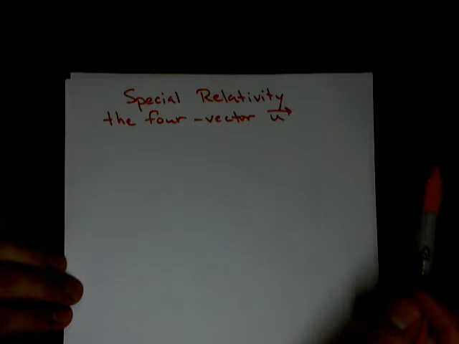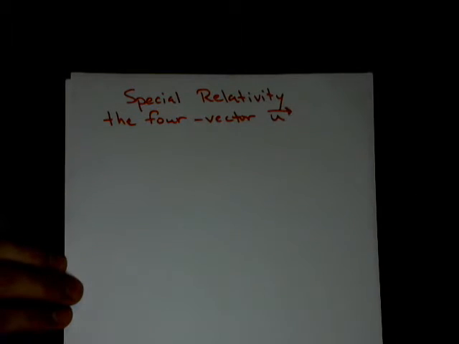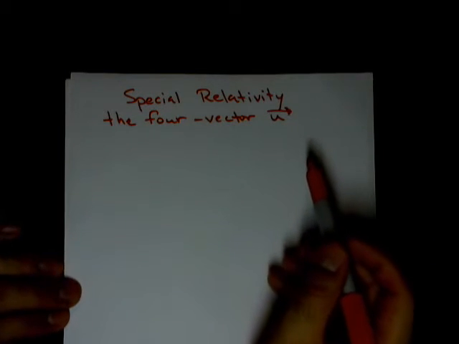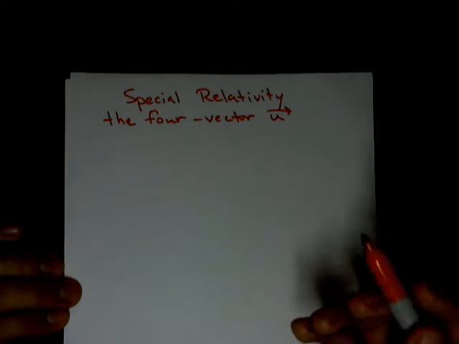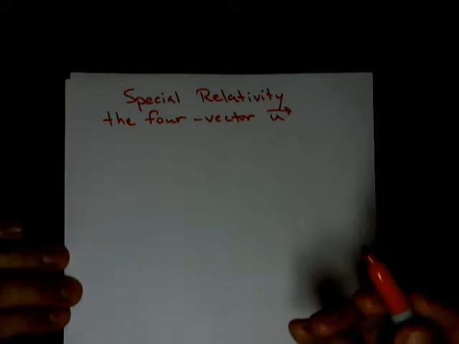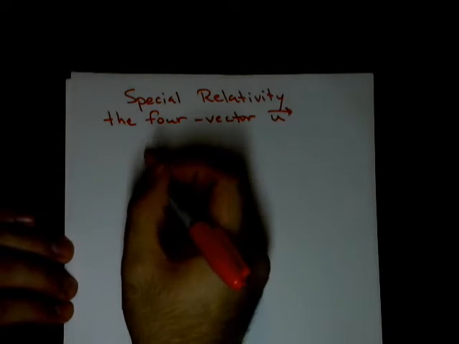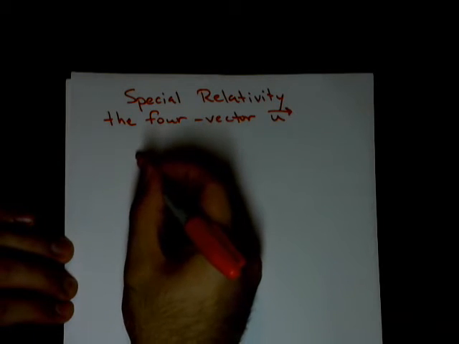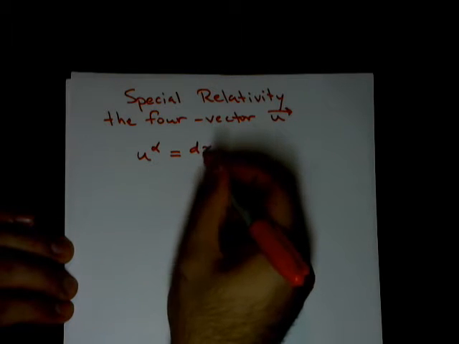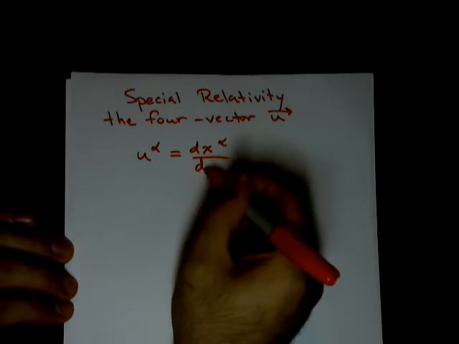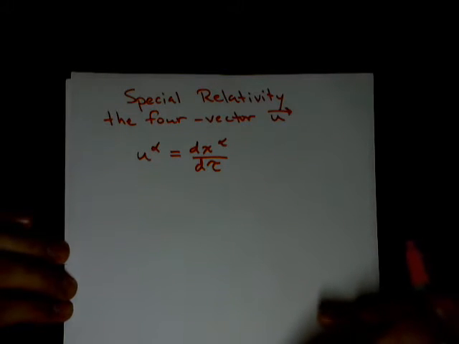Hello, in this video, we'll be talking about, in special relativity, the 4-vector u, which is the 4 velocity. The 4 velocity is the 4-vector u whose components u super alpha are the derivatives of the position along the world line with respect to proper time, with the parameter tau, which is proper time. And these components in component notation are u super alpha equals dx super alpha over d tau. We're taking the derivative with respect to proper time.